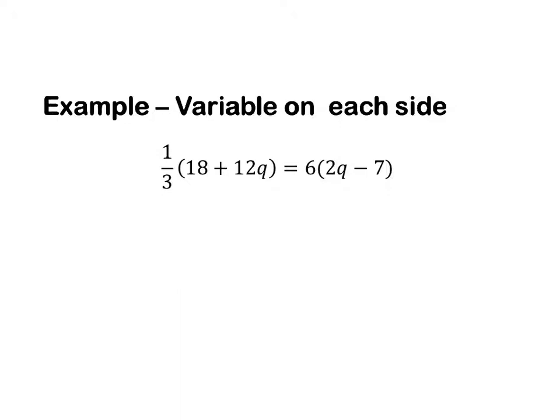Okay, here's another example with a variable on each side. I want you to try this one on your own. I would like to give you a hint before you start. You're going to have to use your distributive property and get rid of that number in front of the parentheses before you can do any solving. So pause the video, try to work it on your own, and then restart the video and check your work with mine when you're done.